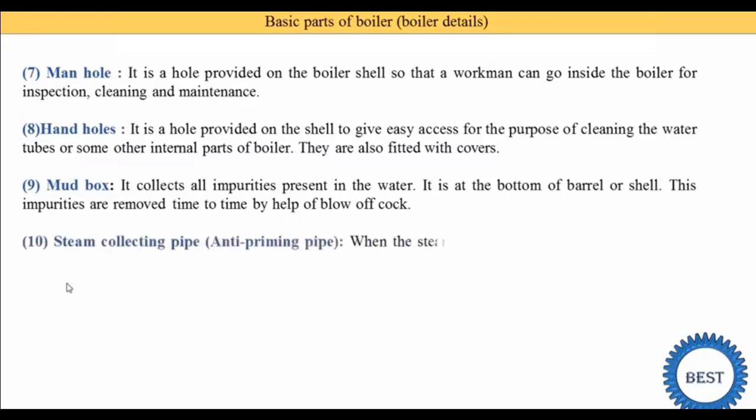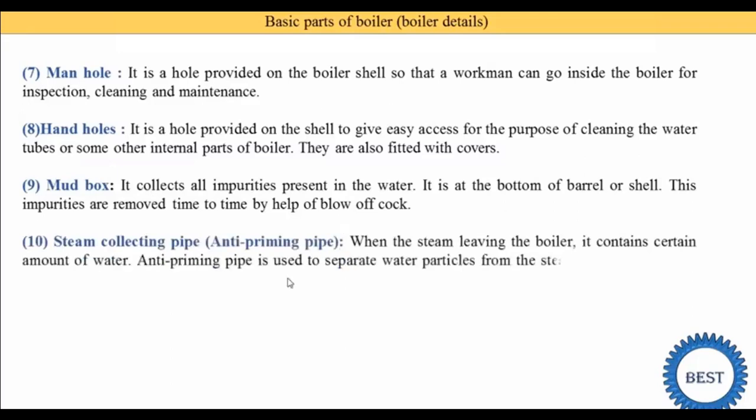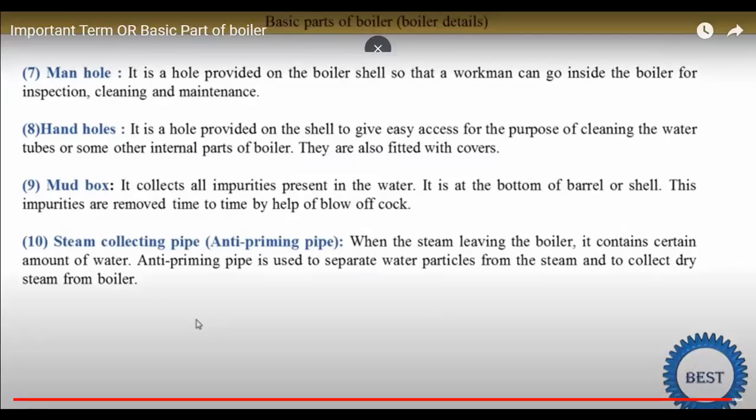And the next part is the steam collecting pipe, also known as the anti-priming pipe. Steam is generally collected in the upper part of the shell. When steam leaves the boiler, it contains a certain amount of water. This is known as wet steam. The anti-priming pipe is used to separate the water particles from the steam and collect the dry steam from the boiler. So the anti-priming pipe only collects the dry steam, and then it is supplied wherever it is required.